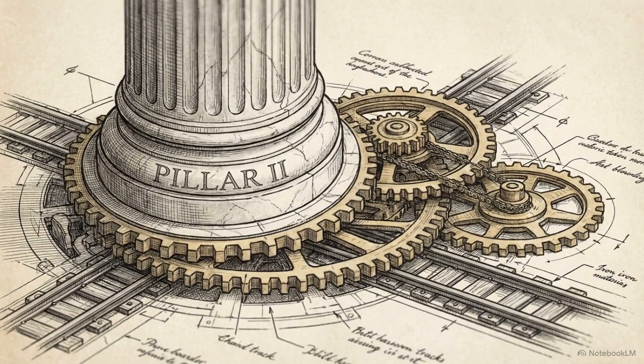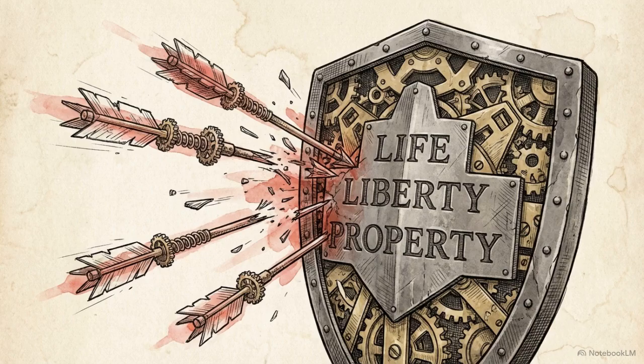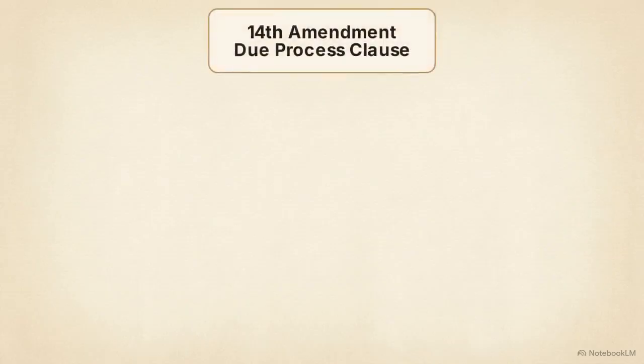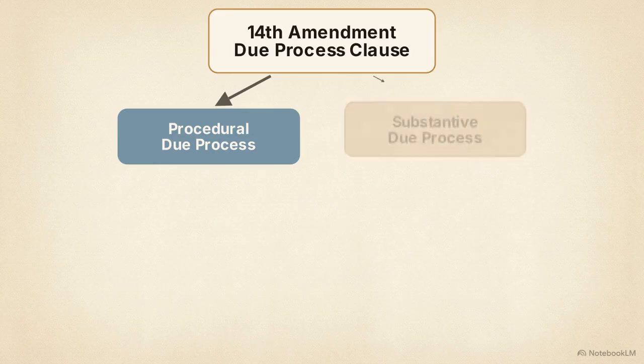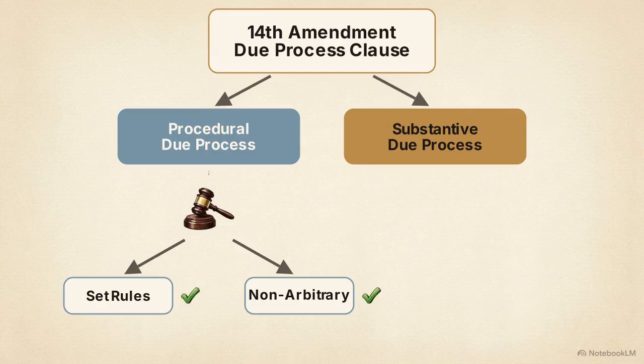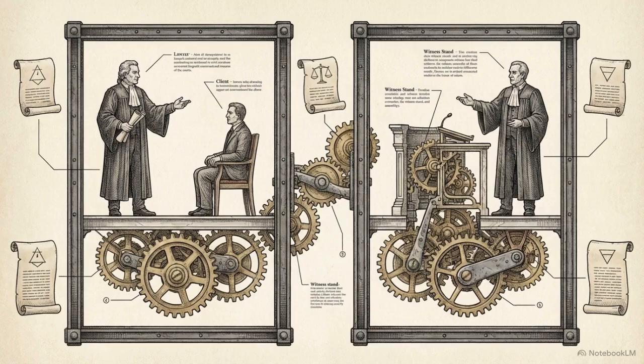The amendment's second pillar is due process, the primary legal shield against a state depriving a citizen of life, liberty, or property. Due process functions as a dual-layered algorithm that judges use to evaluate state actions. This chart divides the concept into two distinct legal tests: procedural due process on the left and substantive due process on the right. Procedural due process focuses on the mechanical fairness of enforcement. It ensures that whenever a state enforces a law, it follows set, non-arbitrary rules. This ensures fundamental trial mechanics, like the right to counsel and cross-examination, remain uniform across every state.